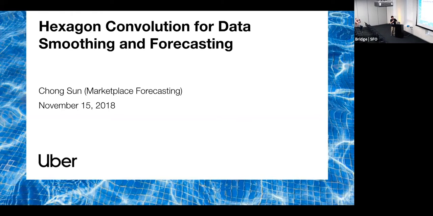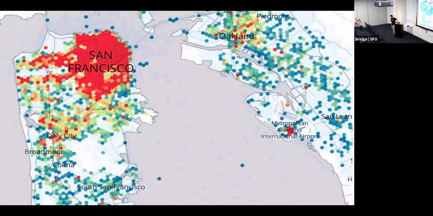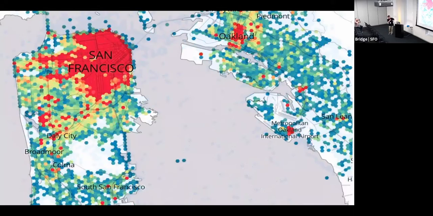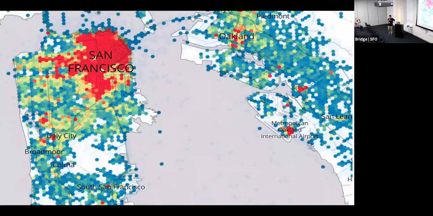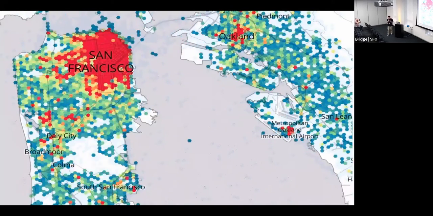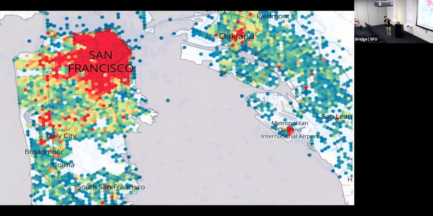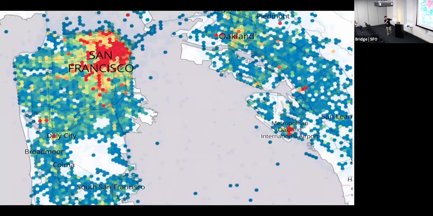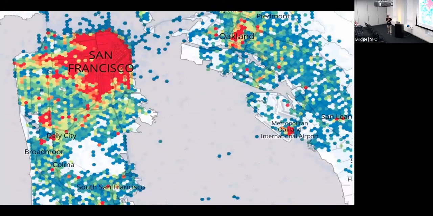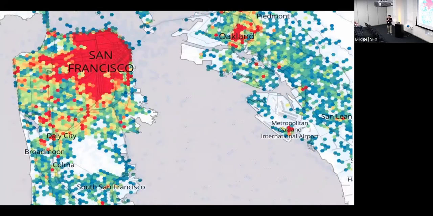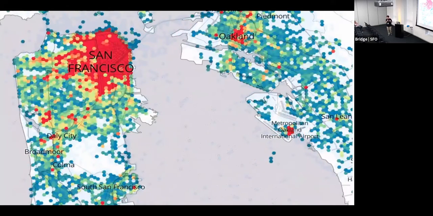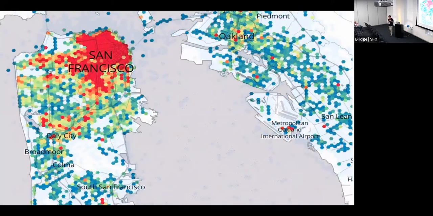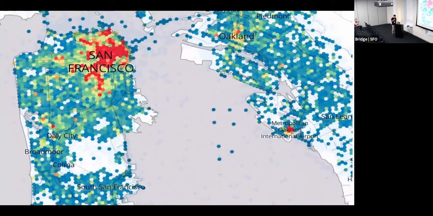So I'm going to talk about this first. Let me show you some examples. Here's one illustration of Uber trip requests in San Francisco. In this example, if you see the different colors, red means that we have more requests, and blue means we have fewer requests. What I really want to show here is that we have different categories of Hexagons. Some Hexagons have lots of requests. Some Hexagons have very few requests.